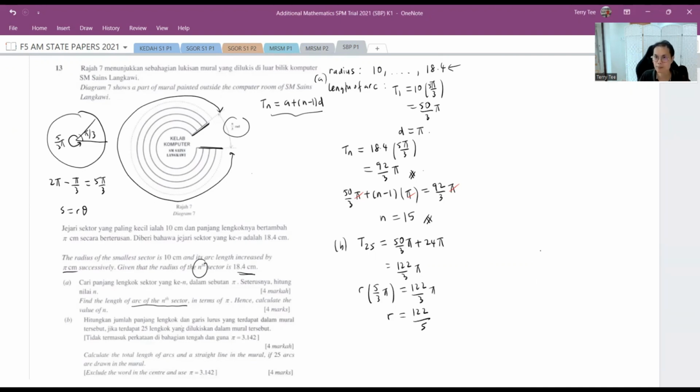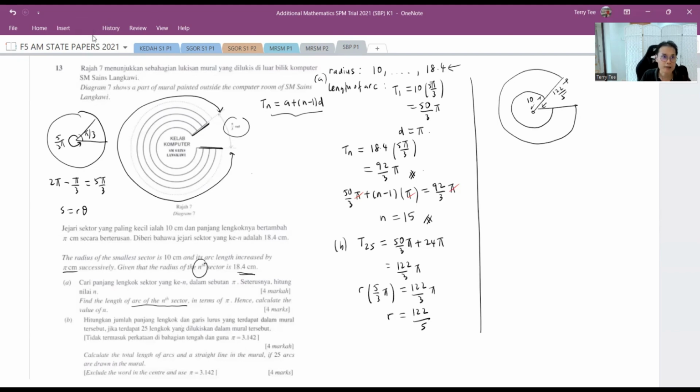Now, why do I do that? Because if I were to draw like this, this is the longest, this is the shortest. The longest has a radius of 122 over 5. The shortest, the smallest arc, has a radius of 10. So I need to find this length here, and I need to find this length here. But they are basically the same length. We just have to find the difference.